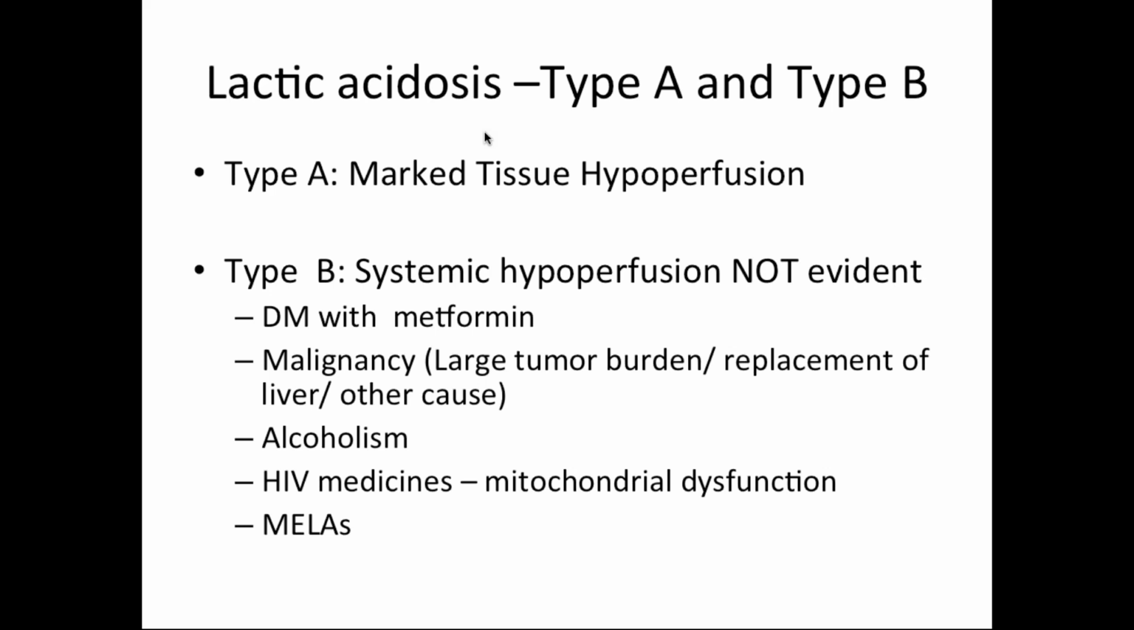Alcoholics can also have some type B lactic acidosis, though usually not in a very significant level of lactate compared to those with malignancy or with shock. Patients who take HIV medicines can have mitochondrial dysfunction and lactic acidosis from those medicines. And then there is MELAS, with mitochondrial dysfunction and lactic acidosis as well.